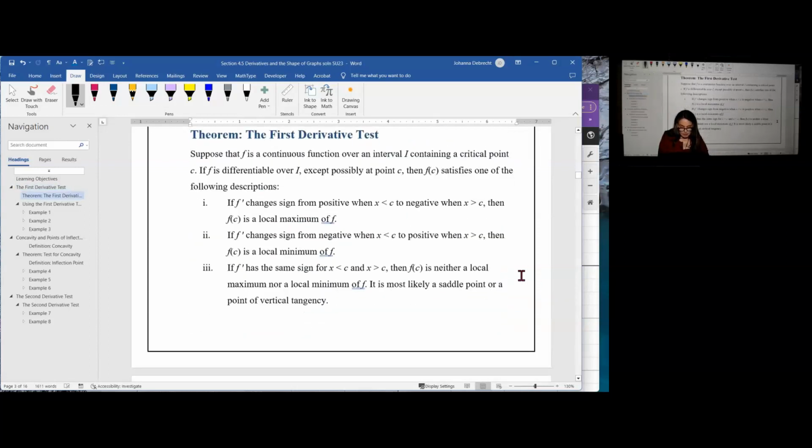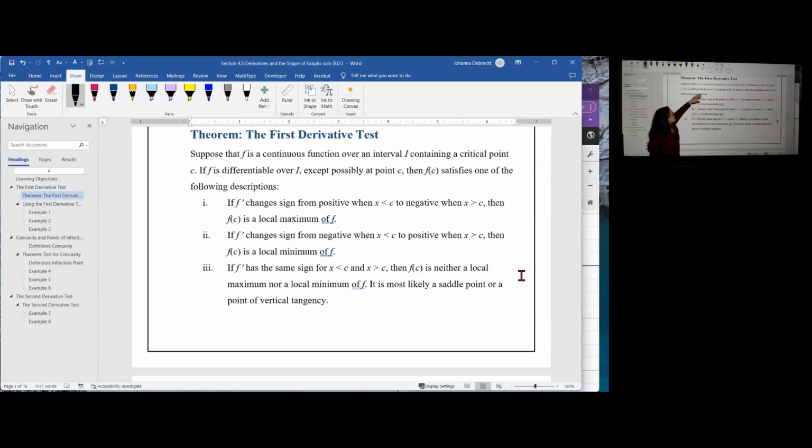Here's the formal statement of the first derivative test. Supposing that f is a continuous function over the interval I, and it contains critical point C. If it's differentiable over I, except maybe not at C. Remember, when the first derivative does not exist, but the function does, that's still a critical point. It can correspond to a cusp or a corner, or it could be a saddle. Well, no, it could also be a point of vertical tangency. Those three options: corner, cusp, vertical tangent line.